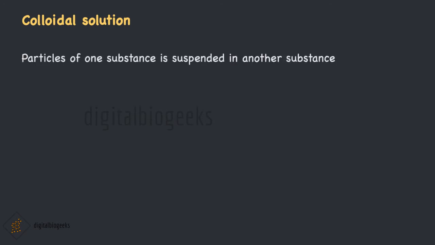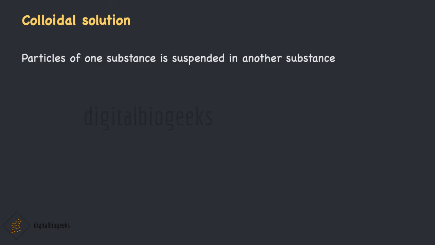Let's see what is a colloidal solution. Here the particles of one substance are suspended in another substance. As the particle size of a colloidal solution is smaller than the particle size of a suspension, it looks like a homogeneous mixture, but it is actually heterogeneous. And the solute will not settle at the bottom like in a suspension.